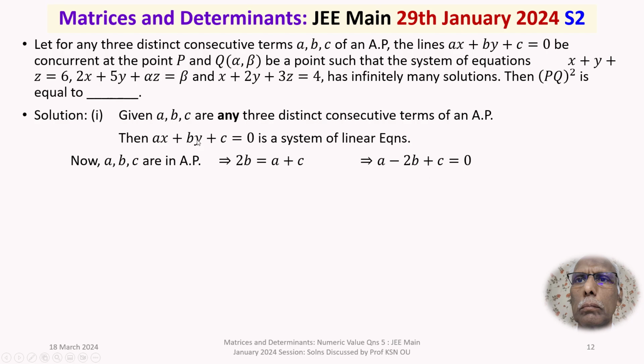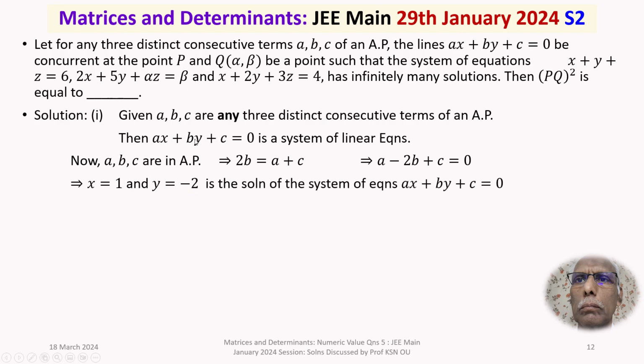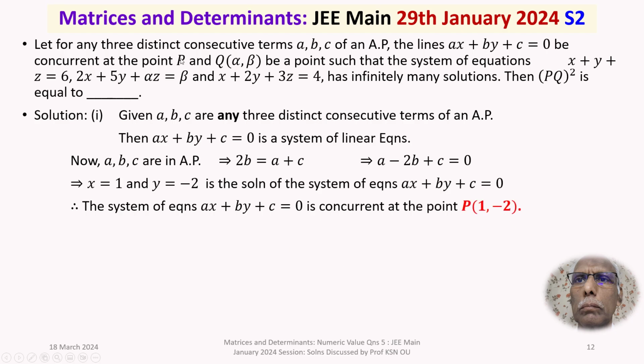So this tells you all these equations, when solved, you will get a single point, that x is equal to 1 and y is equal to minus 2. So x is equal to 1 and y is equal to minus 2 is a solution of this given system of equations, and this is P, that is capital P. Therefore, the system of equations is concurrent at the point P whose coordinates are 1, minus 2. Right, that is the coordinates of P, thus we have found.